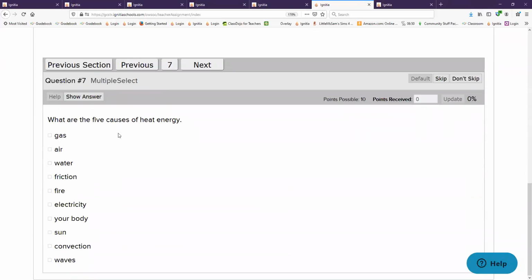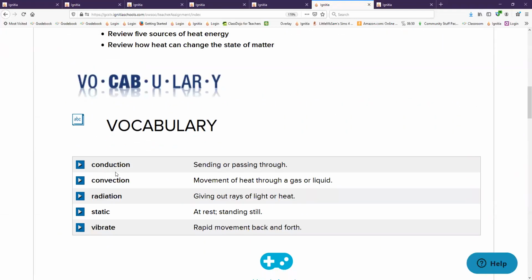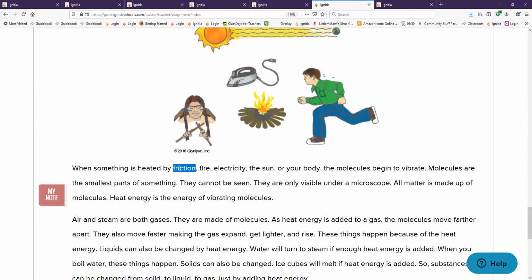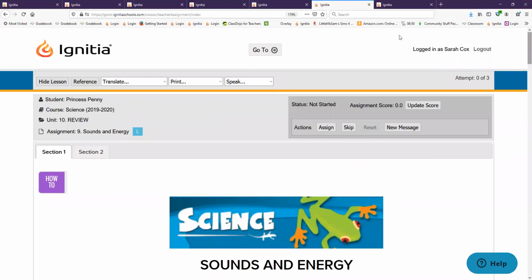Okay, right here, what are the 5 causes of heat energy? Gas? No. Air? No. Water? No. Friction? Yes. Okay, now they're not hard. All you have to do is go look them up. They're right here. Friction was 1, fire, electricity, the sun, and your body. Memorize them, please. Do your best on your test.